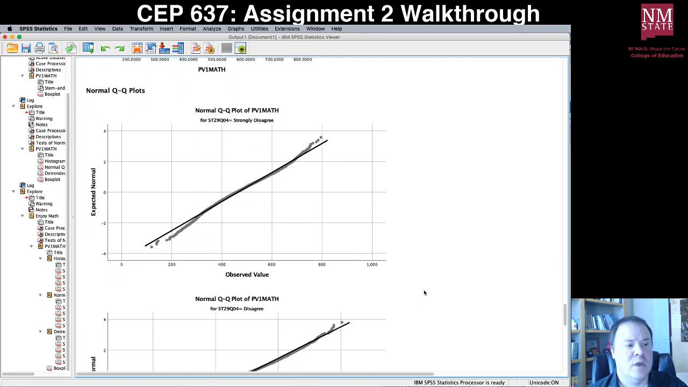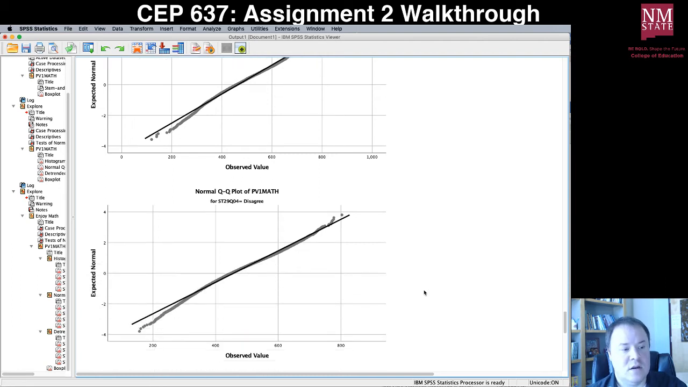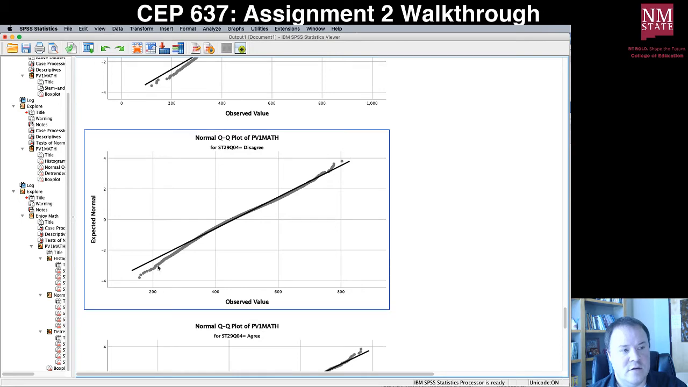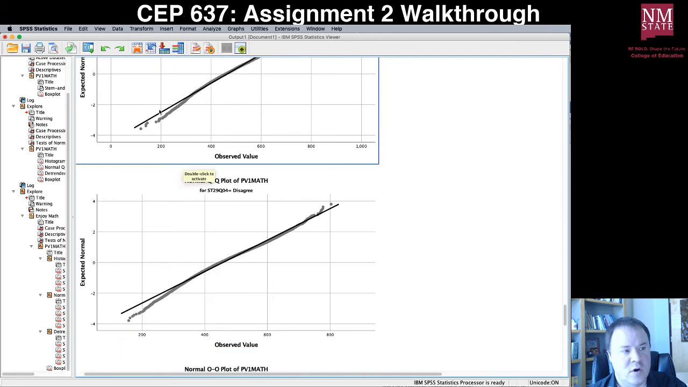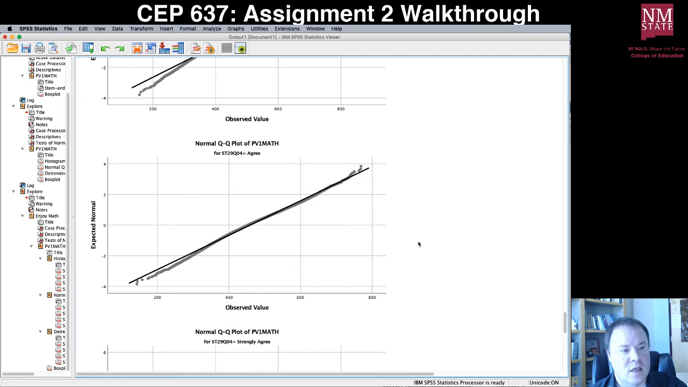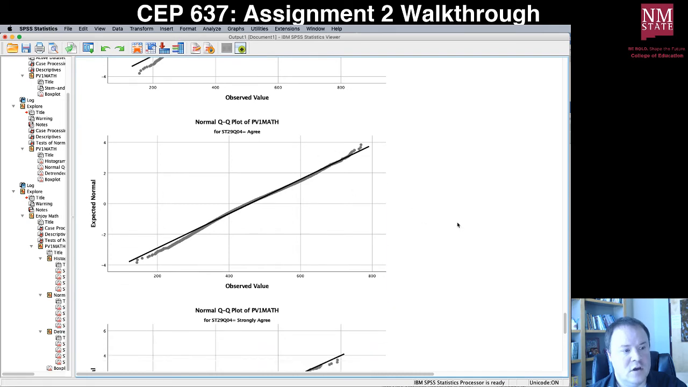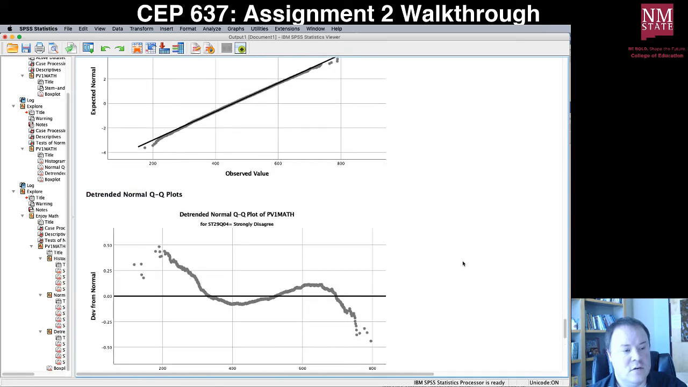Looking at the QQ plots, this does not look like things vary widely from what would be expected. The same thing here, although there is a slight movement away from the line, as opposed to here where it starts to move away but then comes back. This one also looks good, and this one also looks good.